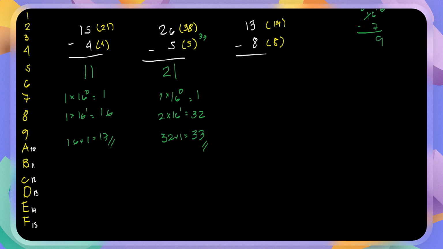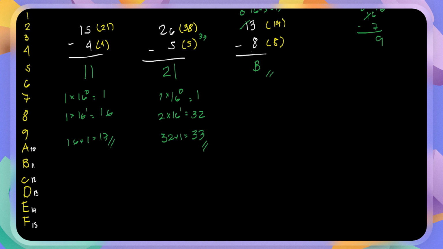Anyway, so we borrow from the left side. So our 1 is going to be 0 now. But instead of adding 10 to 3 and becoming 13, we actually add 16 to 3. So 16 and 3 is 19. And we know that 19 minus 8 is just going to be 11. So we write B. Why B? Because B is equal to 11 in hexadecimal.